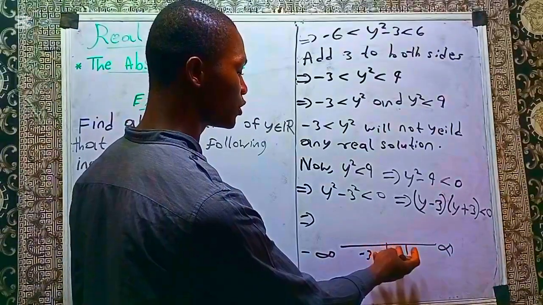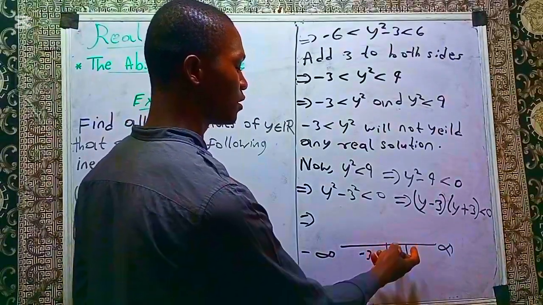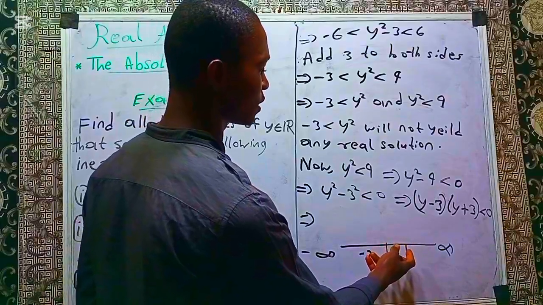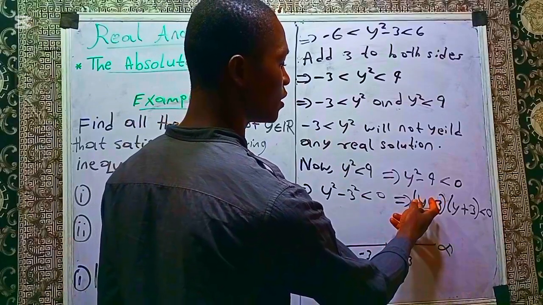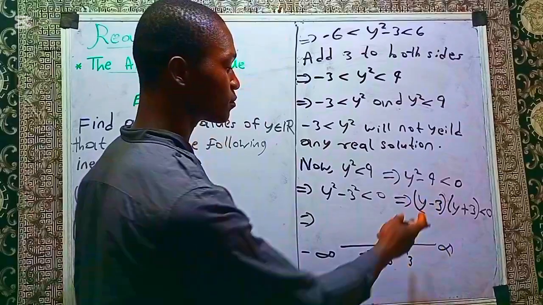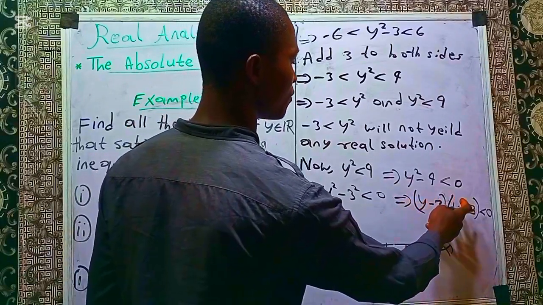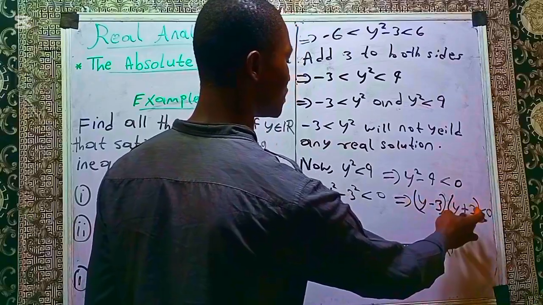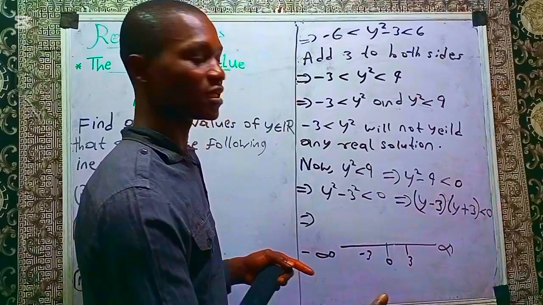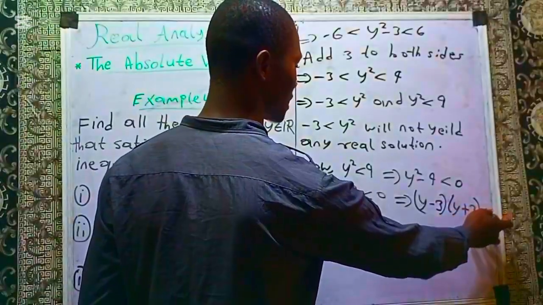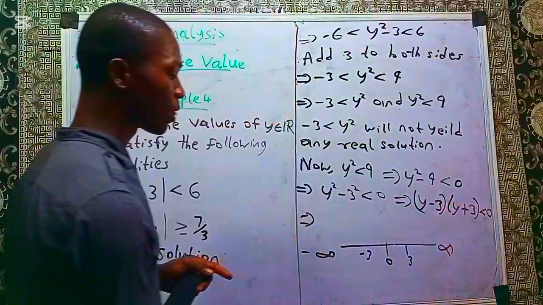Pick a number between 0 and 3. Let me say 1. If you put 1 here, we are going to get a negative value here. Put 1 here, you are going to get positive. Negative multiplied by positive, you get negative. So this inequality will be satisfied because it will be less than 0.